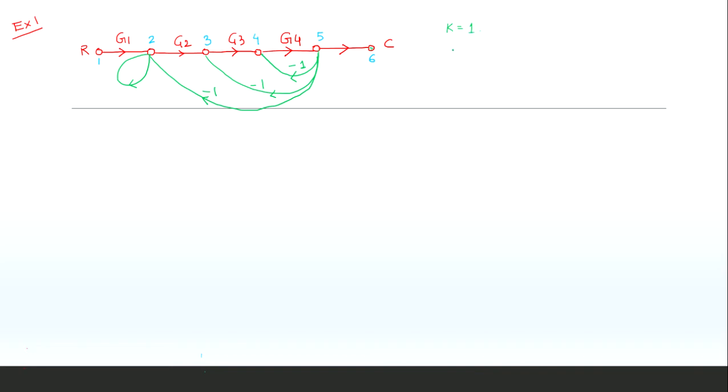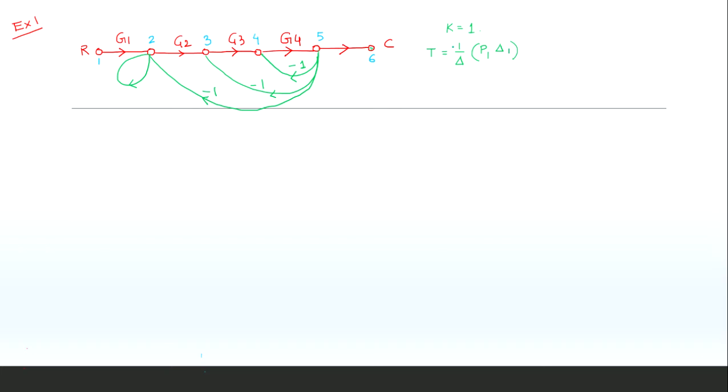So if I write Mason's gain formula, I get 1 upon delta times P1 delta 1. As a single feed-forward path is present, I am not putting the summation sign. So what do I have to determine? I have to determine P1, delta 1 and delta. Then I can find the overall transfer function of the system.